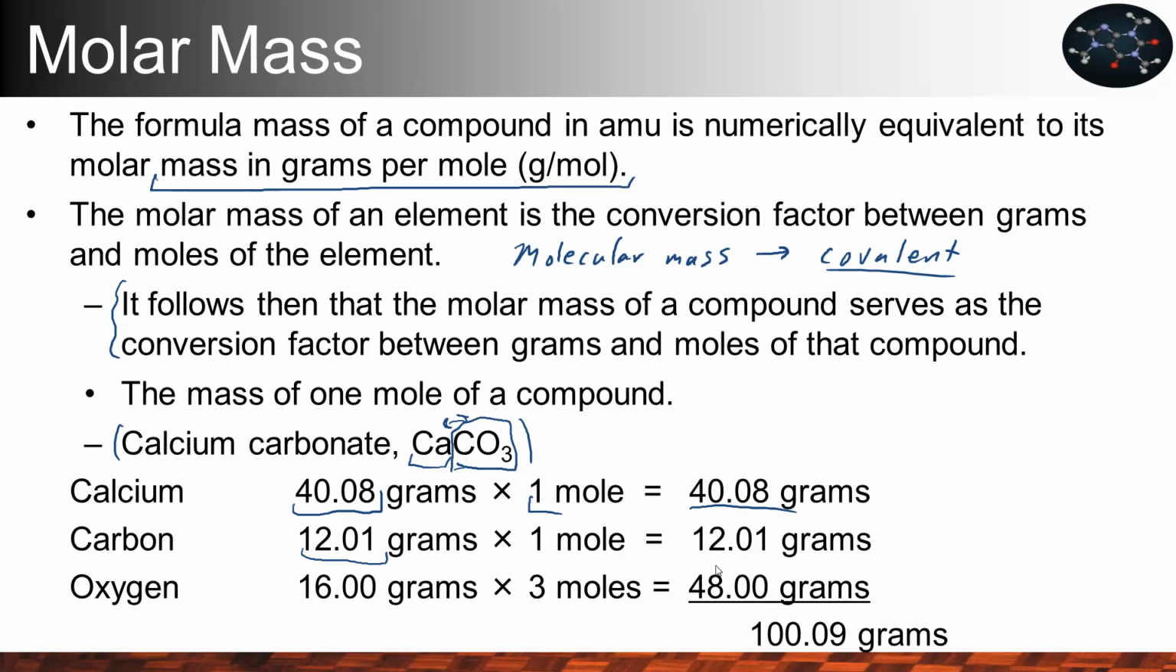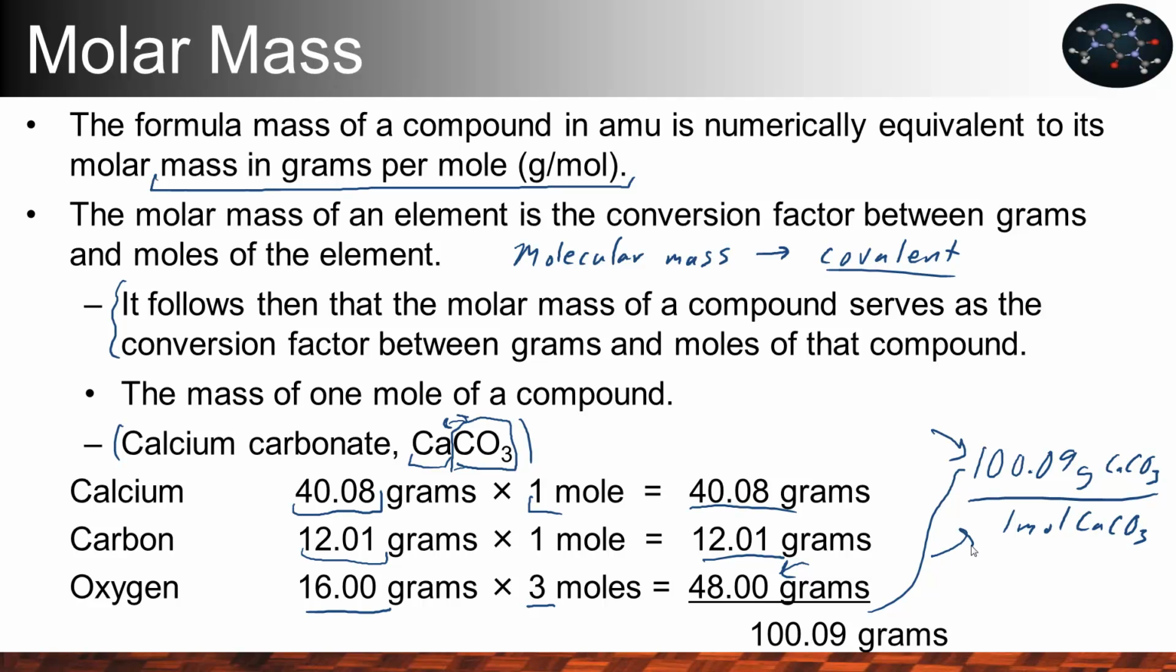12.01 grams for the carbon. 16 grams for each oxygen, and there's 3 of them, so 48 grams total there. And we get a total of 100.09 grams of calcium carbonate for every 1 mole of calcium carbonate units. We can use this as a conversion factor to convert between grams of a substance and the amount of that substance, the number of moles of it, or vice versa.